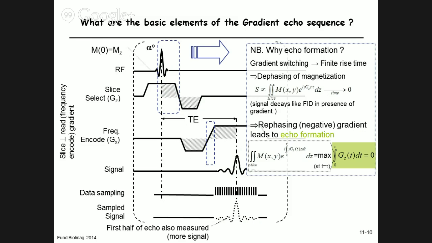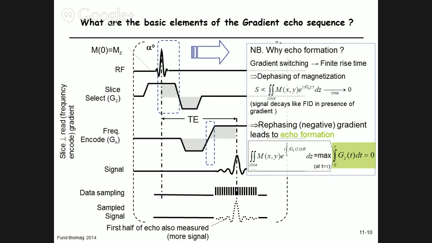Two-dimensional image. Okay, Z is selecting the slice. X in here is encoding with Fourier transformation at dimension X. We're missing the third dimension, that's Y.